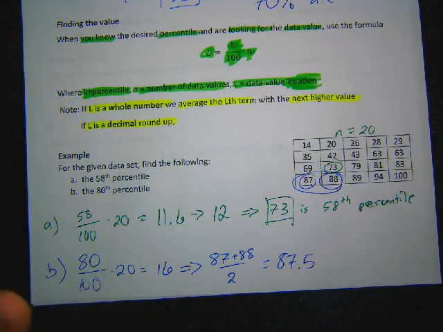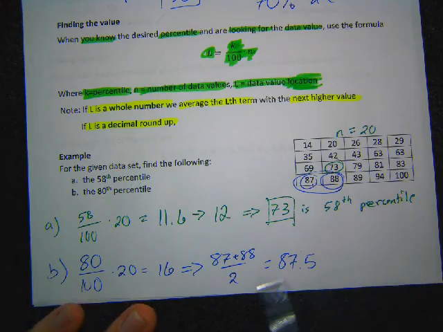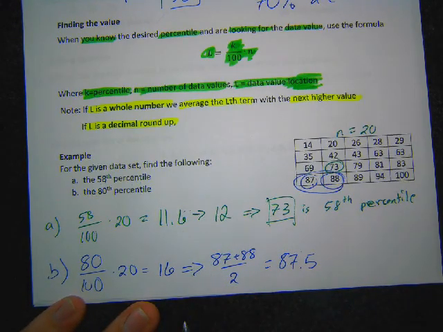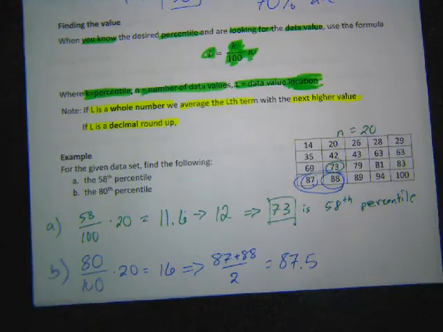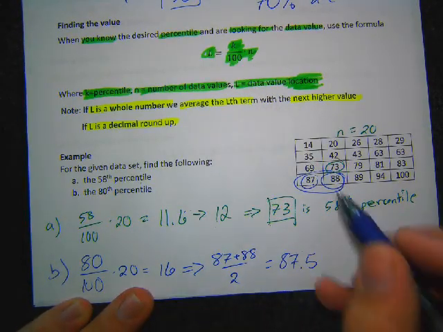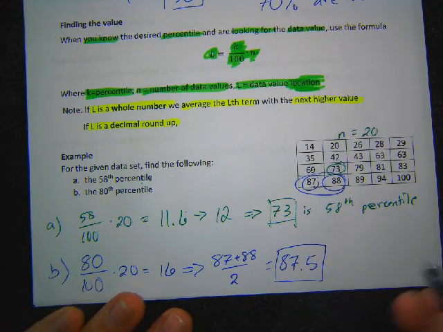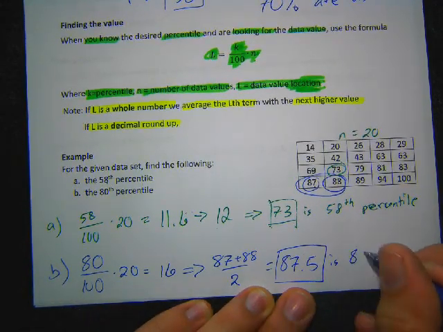And it feels really weird, because you're like, why do we have to do that? It's because of the whole getting a decimal and not getting a whole number, and the rounding that happens when we do all this. So we have to go back, and if you get a whole number, you have to average it with the next one. So we end up with 87.5 as the 80th percentile.